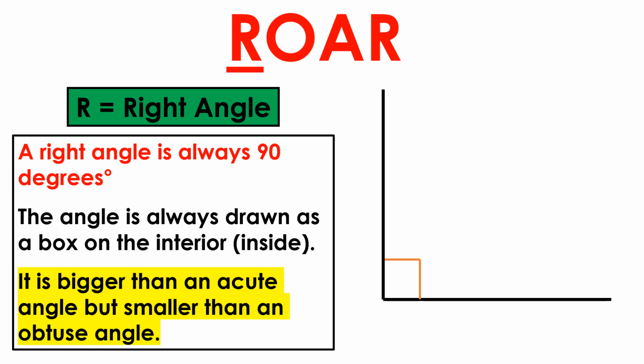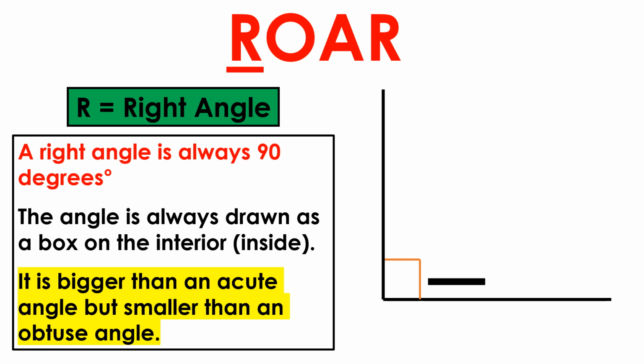So R stands for a right angle. A right angle is always 90 degrees. It's never anything more than 90 degrees, and it's never anything less than 90 degrees. The way to identify a right angle is you'll always notice that there's a box drawn on the interior of the angle. Interior is a mathematical word and means inside. Sometimes you might have angles drawn on the outside like this, but when it comes to a right angle, it's always drawn on the interior. And for a right angle, and only a right angle, the angle is shown as a box on the inside like this.